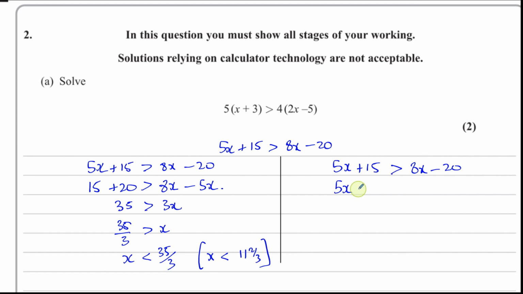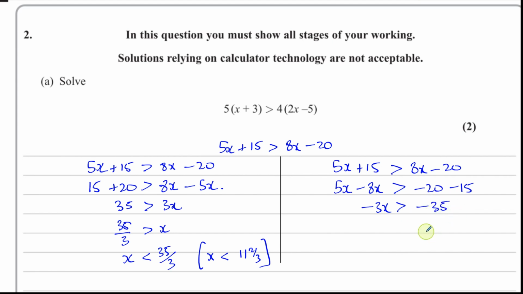Let's subtract 8x from both sides. So you end up with this side saying 5x minus 8x is greater than, and here I have negative 20, that's in the right place, but this 15 is in the wrong place, so I'm going to take away 15 from both sides. This is negative 15. So negative 20 minus 15 and 5x minus 8x, that gives you negative 3x is greater than negative 35.